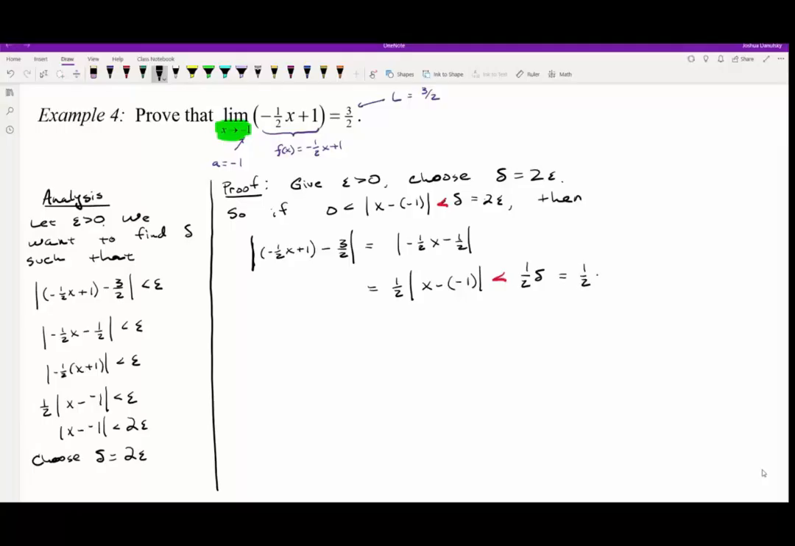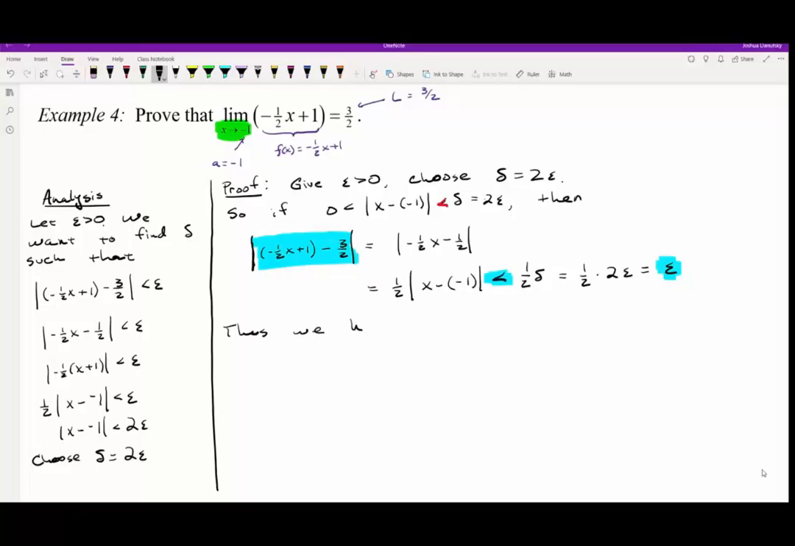So now delta is the same as 2 epsilon. The half and the 2 cancel and we're left with epsilon, which was the goal. And so what we've shown is that the distance between the function and the limit is less than epsilon, which is exactly the statement that we need from the definition of the limit. So we've done it. We're now ready to write our conclusion.